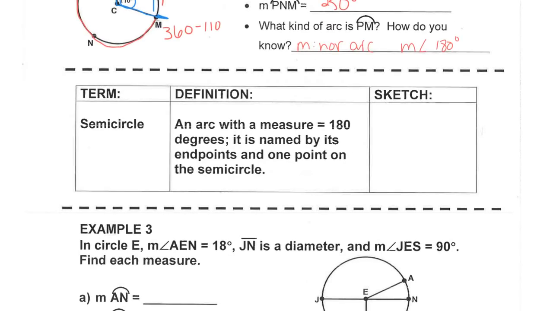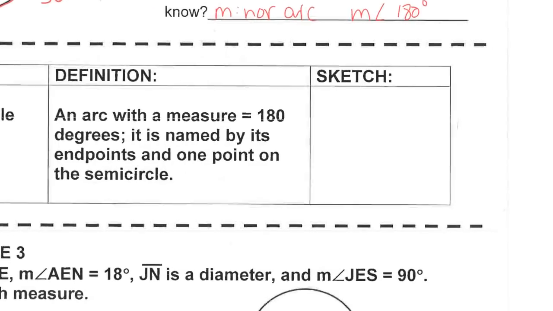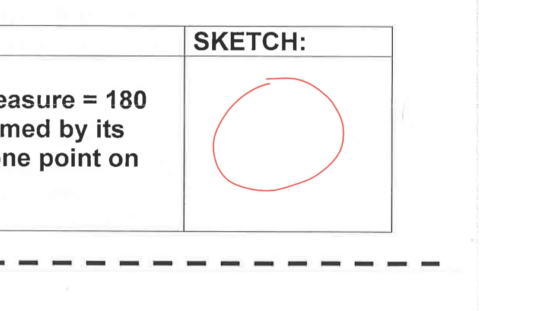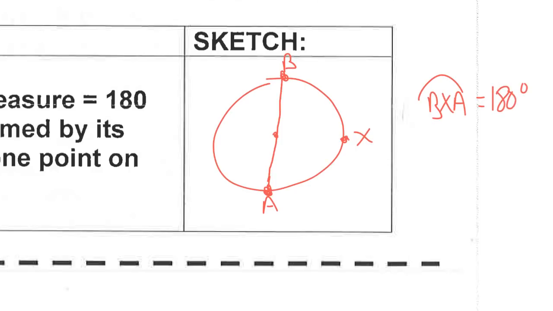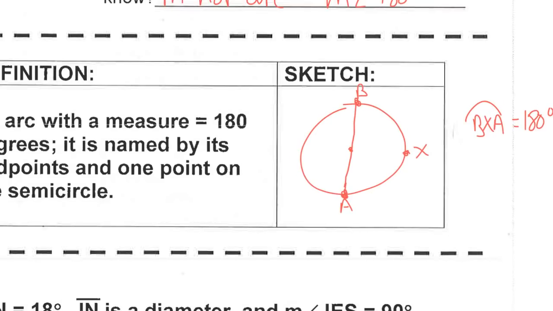Now this goes to the semicircle. We put it on the front page, but it's an arc with a measure of exactly 180 degrees. It's named by its endpoints and one point on the semicircle. So if I have my circle and a diameter going through it, let's say I have point A here, point B here, and then this point X out there. I can say arc BXA. Half of 360 is 180 degrees. So a semicircle is exactly 180 degrees.